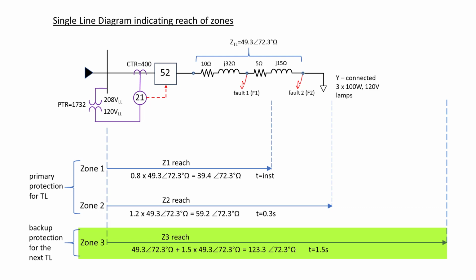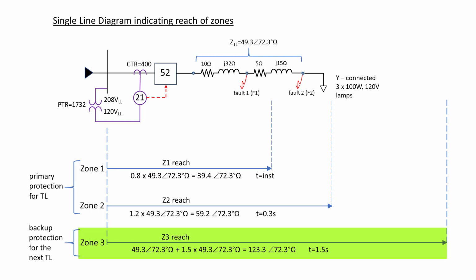We use 100% of our first transmission line, which in this case is 49.3 ohms at 72.3 degrees, and we use 1.5 times the second transmission line. In this case, we don't have a second transmission line, so we're going to use 1.5 times our first transmission line. So we end up with a total of 123.3 ohms at 72.3 degrees, and this time is set for 1.5 seconds.